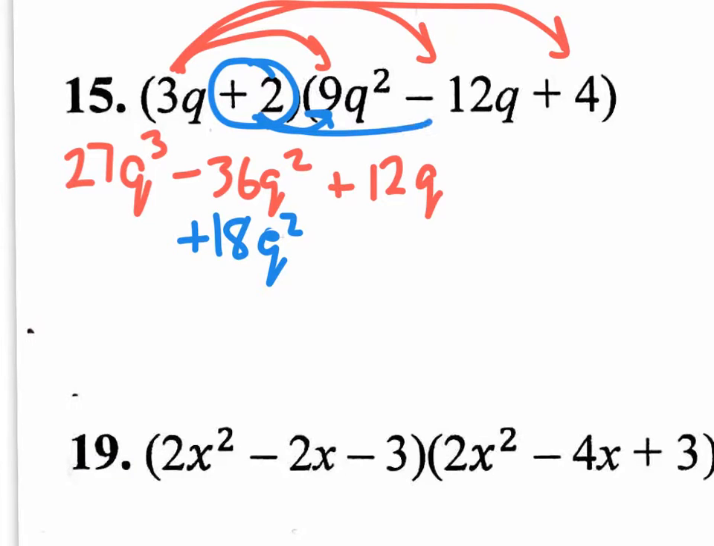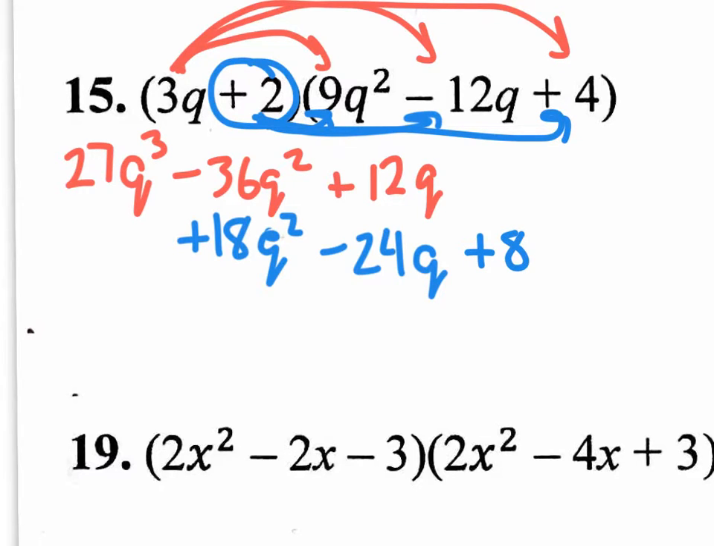And when you go 2 times negative 12q, that'll be negative 24. And you might as well write the negative 24q underneath the other positive 12q. And last but not least, we're going to distribute the positive 2 times positive 4. That's going to be a positive 8. And of course, you're not going to combine that with anything.